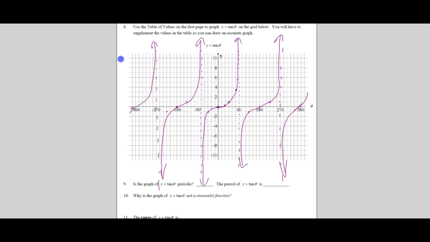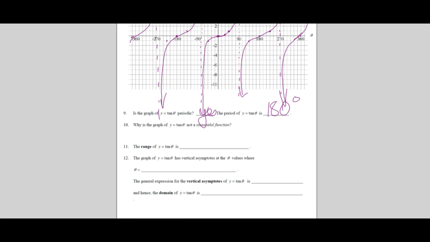Okay, so tangent. Is the graph periodic? Does it repeat? Yes. What's the period? 90, 180. 180. Why is the graph not sinusoidal? It's not a wave. What's the range? All real numbers. Yes, it's going from negative infinity to positive infinity, so it's all real numbers.